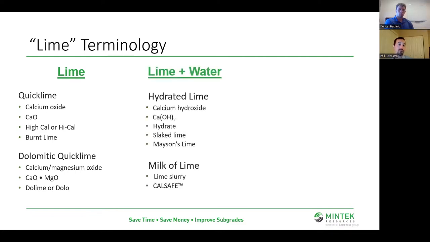More products that are out there. Whenever we add water to that lime, we hydrate it into hydrated lime or calcium hydroxide. That process is also called slaking. So it's slaked lime, Mason's lime, hydrated lime. All those terms are once again associated with that hydrated lime, calcium hydroxide. If we increase the water content even further, we can make more of a milk, milk of lime, like it says right there, or a lime slurry. And Carmuse also offers a cal-safe product that's really good for the environmental side for Carmuse. So just pointing that out there, there's different products depending on what's involved.